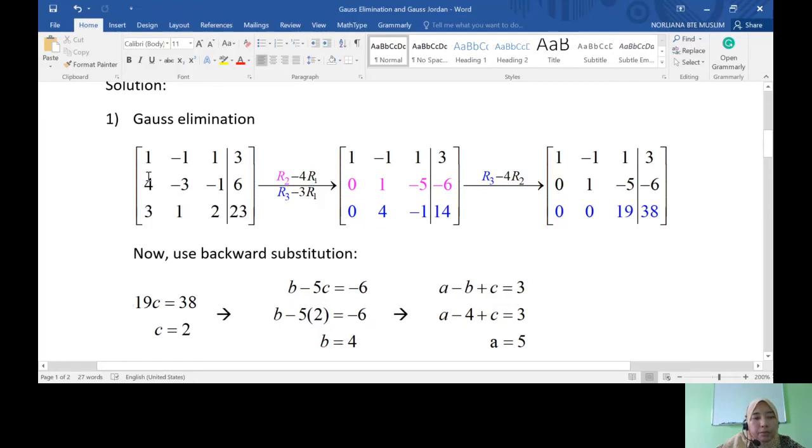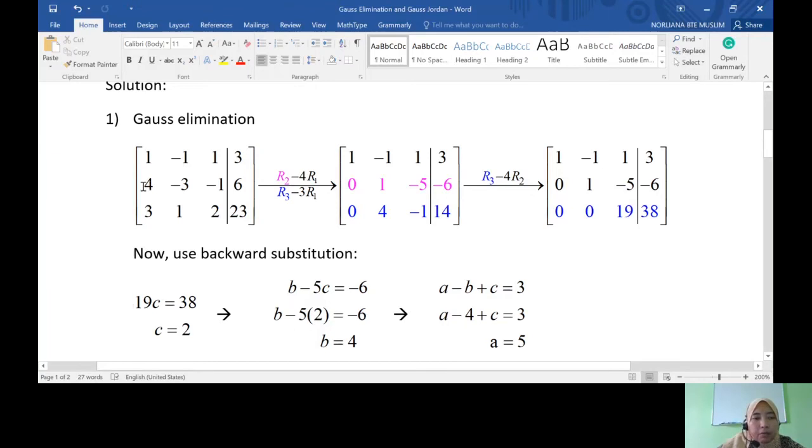What is the purpose of Gauss elimination? We start with the objective to make the matrix triangular, so the lower part of the matrix becomes 0. That means 4, 3, and the entry below must be 0. The first entry is 1, so no problem. The first step is to make the 4 and 3 into 0, so we need to do ERO for row number 2 and row number 3.